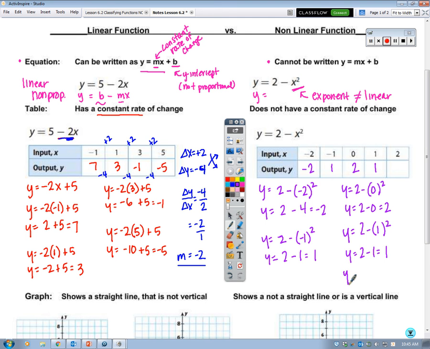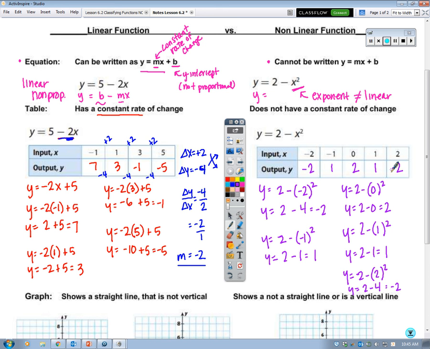And then my last one, y equals 2 minus 2 squared. 2 times 2 is 4. So I've got y equals 2 minus 4, which is negative 2. Okay, so I want you to look at this table here, and we don't even have to find our rate of change. I see that I've got input values, and my output values repeat, right? So I've got repeating output values here, which means that this is not going to be a straight line. If it's not a straight line, then it is a nonlinear function.